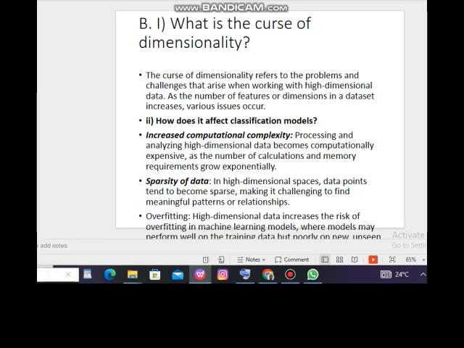The curse of dimensionality affects classification models in the following ways. There's increased computational complexity. Processing and analyzing high dimensional data becomes computationally expensive as the number of calculations and memory requirements grow exponentially. The sparsity of data. In high dimensional spaces, data points tend to become sparse, making it challenging to find meaningful patterns or relationships. High dimensional data also increases the risk of overfitting in machine learning models, where models may perform well on the training data but poorly on new unseen data.